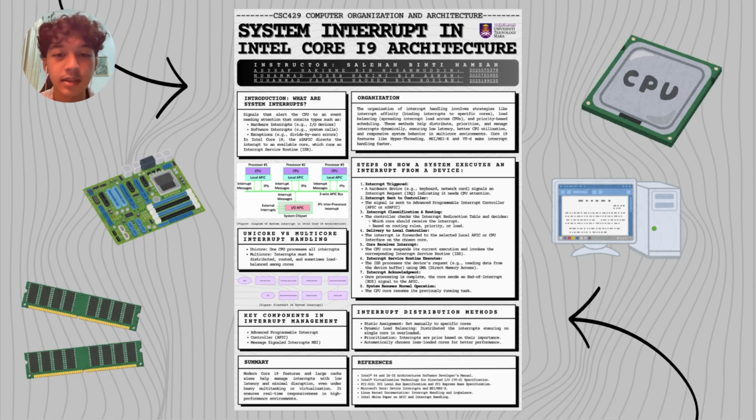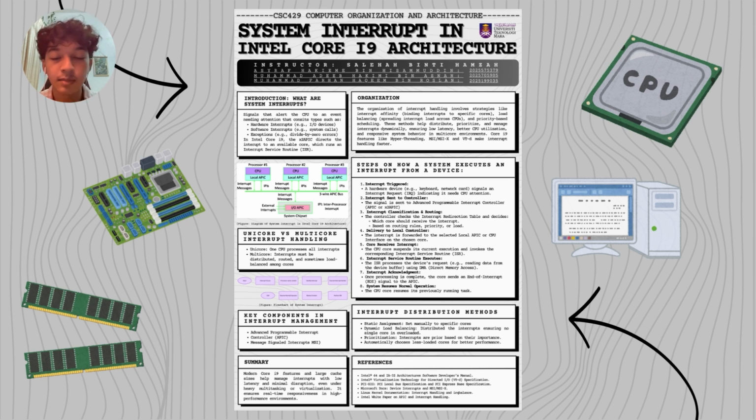So this is the poster for our presentation that highlights the main topic for this task, which is system interrupt in Intel Core i9 architecture. In this poster, we have included a total of 8 frames that starts from introduction, organization, steps on how a system executes and interrupts from a device, unicore versus multi-core interrupt handling, interrupt distribution methods, key components in interrupt management, summary as well as reference.